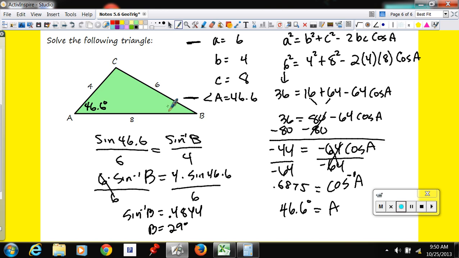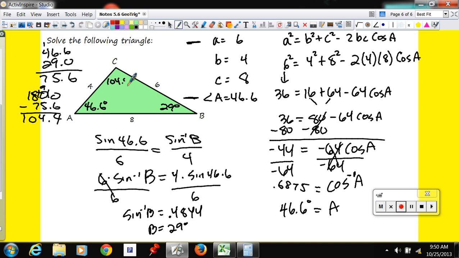So we got angle B, 29 degrees. So I've got angle A is 46.6 and angle B is 29. If I want to get angle C, just add those together and subtract it from 180. So 46.6 plus the 29 is going to be 75.6. 180 minus 75.6 gives 104.4 degrees. And 8 was your biggest side, so it better be across from your biggest angle.